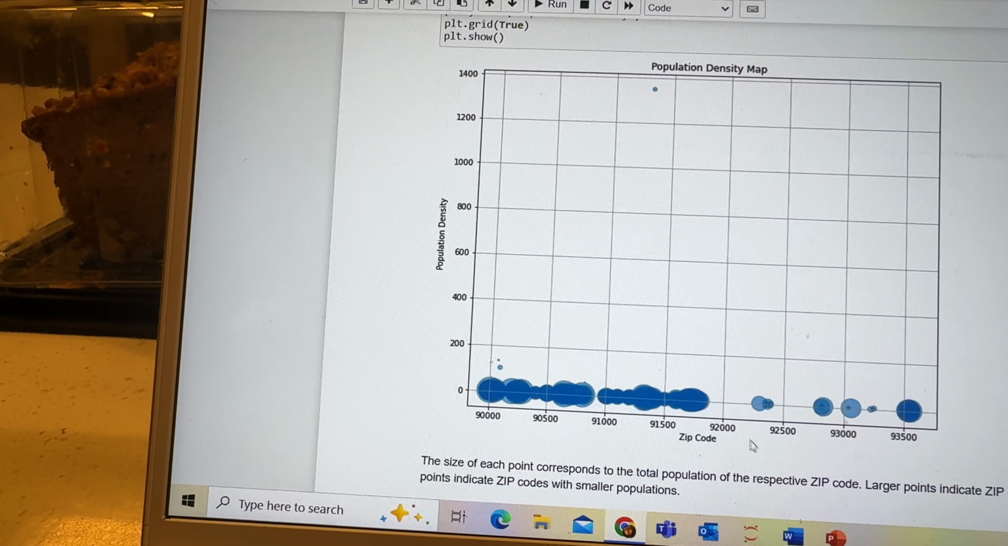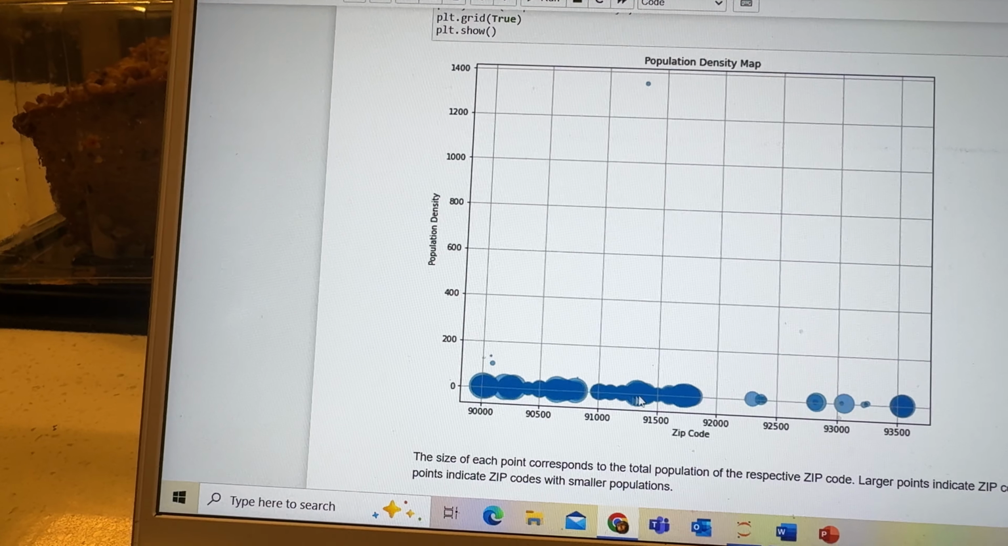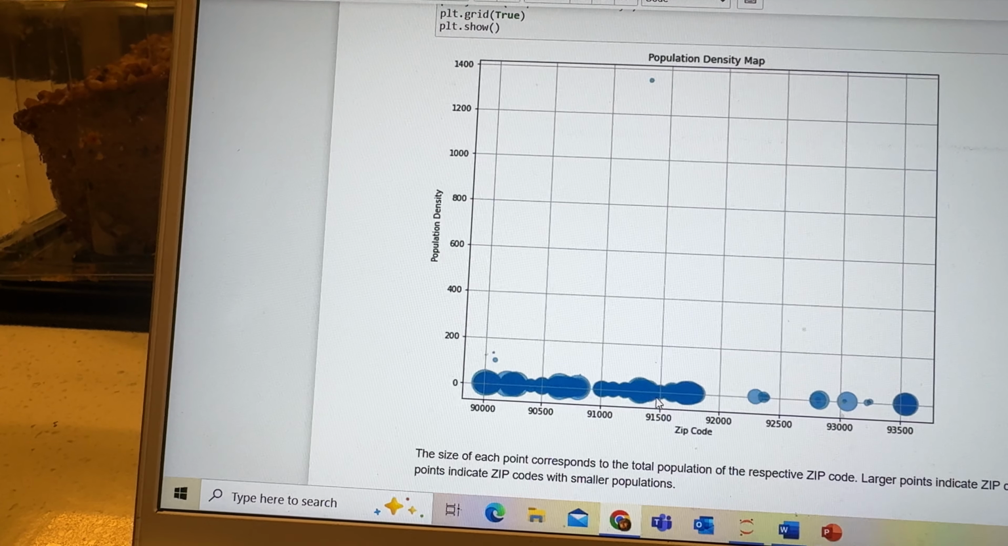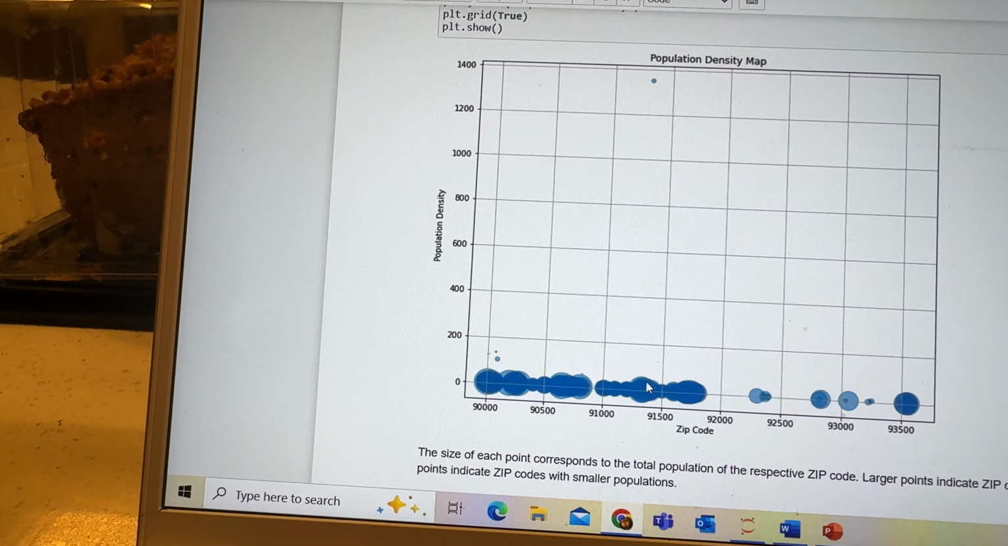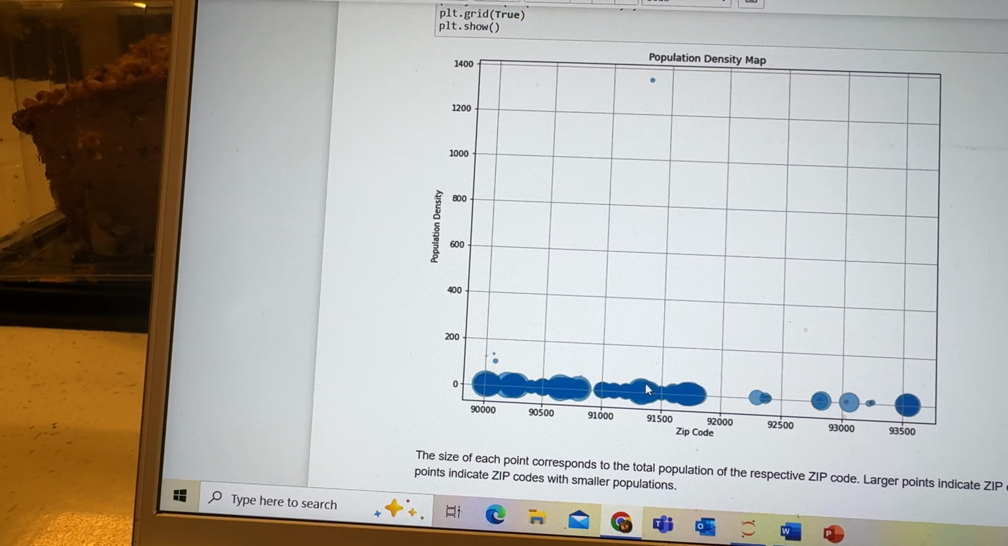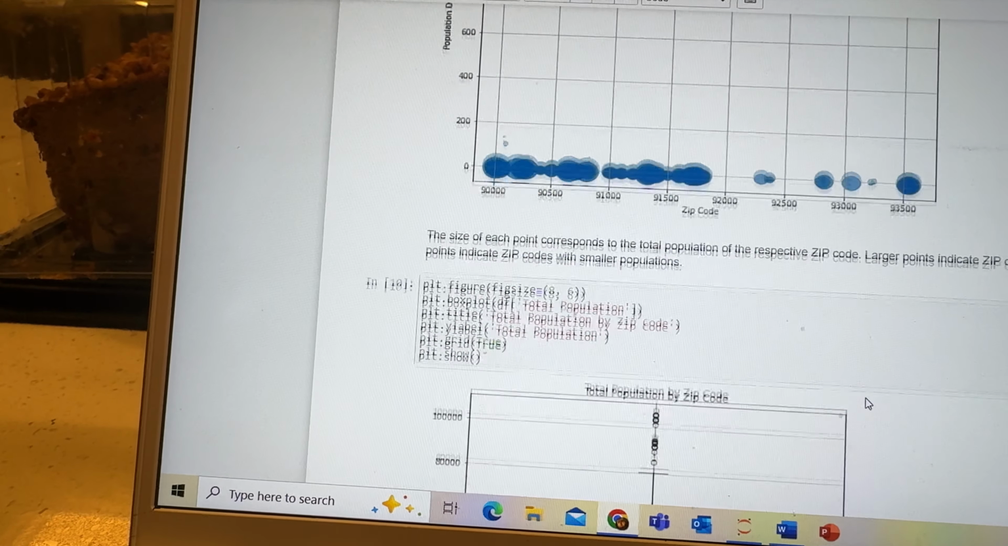And coming to this graph, it indicates the relationship between population density and total population. These are the zip codes on the x-axis. It gives the population density versus zip code. A larger dot indicates more density, like more population, and a smaller dot indicates less population.